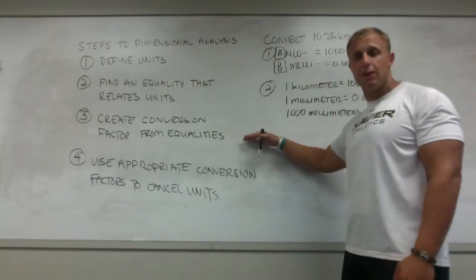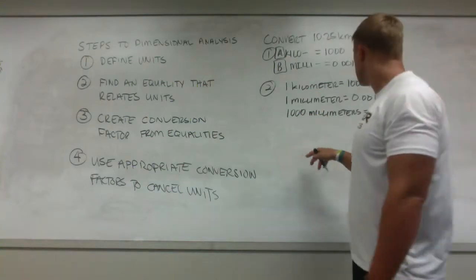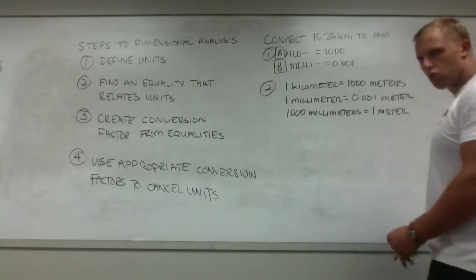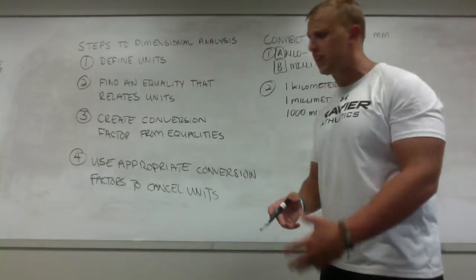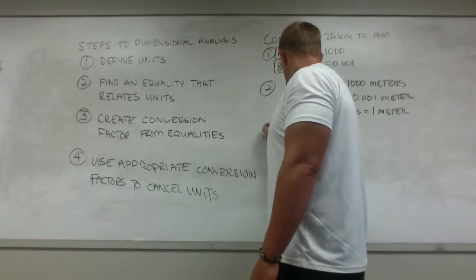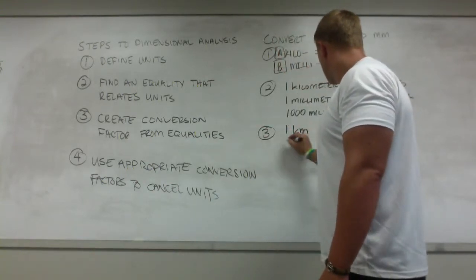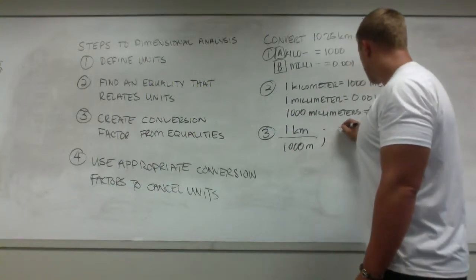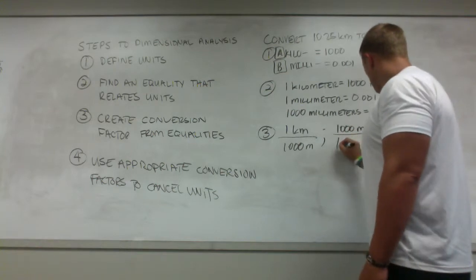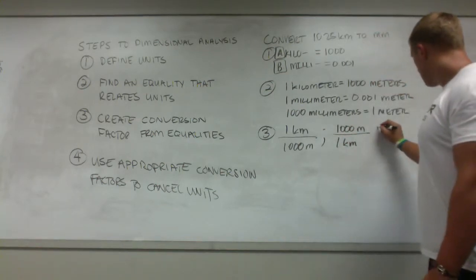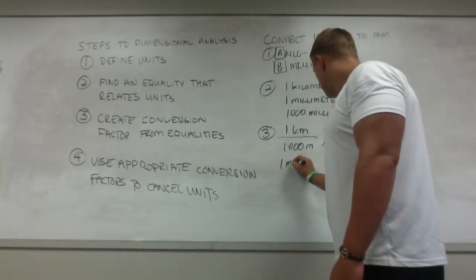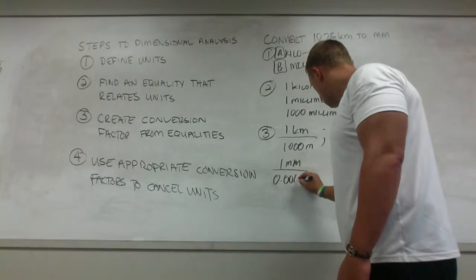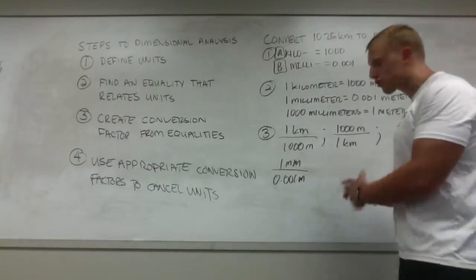All right? So now we're going to move on to step 3. We're going to create conversion factors from those equalities. So we can create 2 from kilometers to meters and 2 from millimeters to meters here, and then 2 for this equality. You can create 2 conversion factors for every equality. Right? So our conversion factors are going to be 1 kilometer per 1,000 meters. Right? KM stands for kilometer. And then we have 1,000 meters in 1 kilometer. Right? And then we have 1 millimeter in 0.001 meters. So we're just making conversion factors from those equalities.